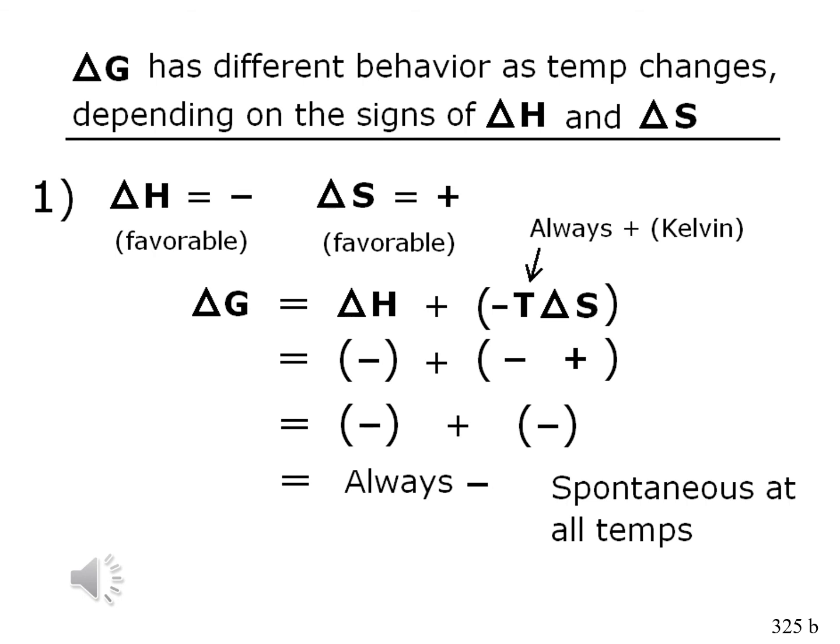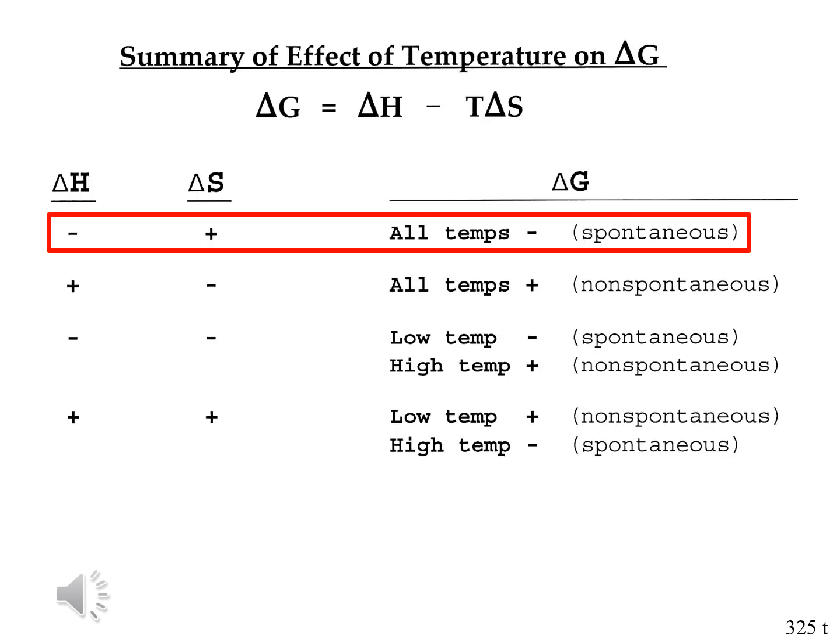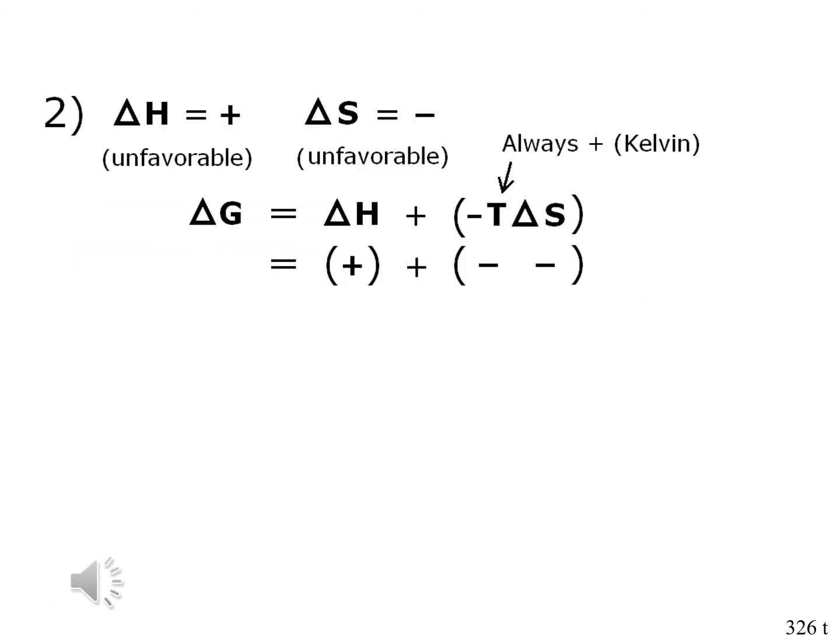That means it's spontaneous. If you have two good terms, there's no way to make the reaction bad. This is the first case in the table, where those signs of H and S give you a negative delta G at all temperatures.